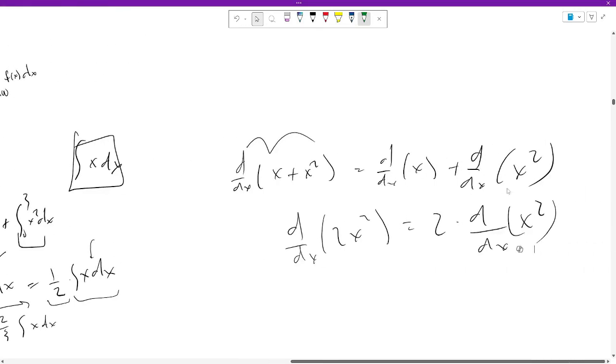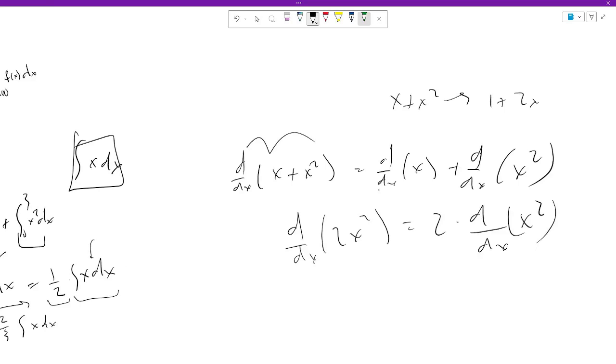If you're already used to doing this, I say, how do you do the derivative of x plus x squared? You say, oh, it's 1 plus 2x. And you don't even think about it, but you're really using this rule. You're doing the derivative of each piece separately. So you should think of integrals as working the exact same way.